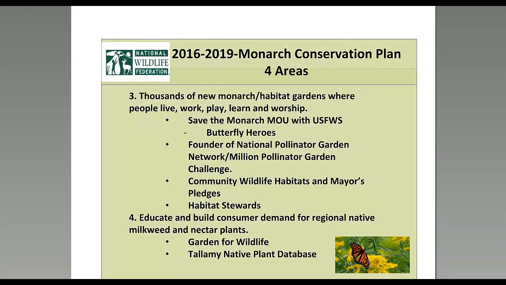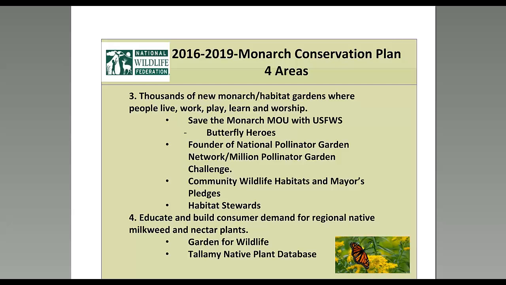The other piece is that we are hoping to really recruit thousands of new monarch and pollinator gardens where people live, work, play, learn, and worship. That's already been increasing our partnership with the National Pollinator Garden Network, and the Million Pollinator Garden Challenge has also helped to raise the awareness around this issue, both for greater pollinators and specifically monarchs. So we're hoping through these efforts and partnerships, including our partnership with the U.S. Fish and Wildlife Service and our MOU to help save the monarch, and the efforts that Patrick's going to share with you in a minute, to really get boots on the ground to create more and more acres of pollinator and monarch-friendly habitat.